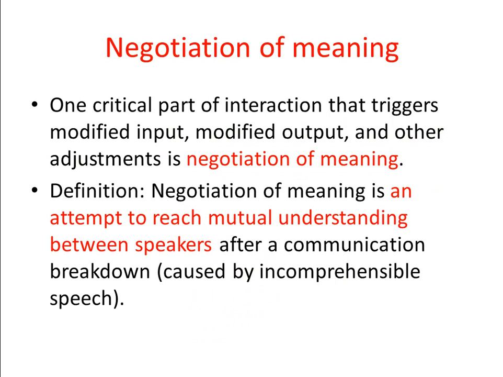And let me talk a little about negotiation of meaning. One critical part of interaction that triggers modified input, modified output, and other adjustments is negotiation of meaning. So this is a very important part of interaction. So what is negotiation of meaning? It is an attempt to reach mutual understanding between speakers after a communication breakdown, which is, for example, caused by incomprehensible speech by someone.